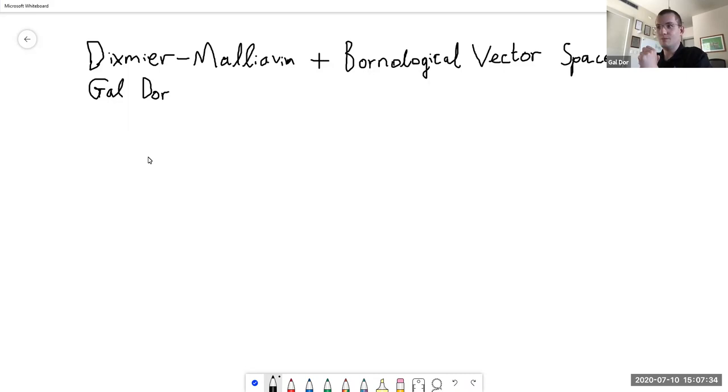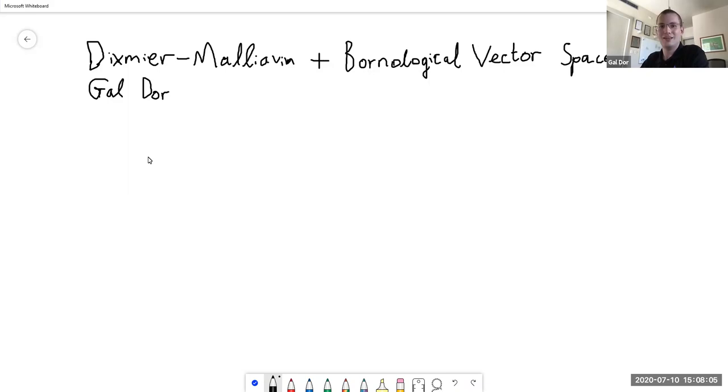So basically, we're going to be discussing a specific result, the Dixmier-Malliavin theorem, but this is basically an excuse for me to try to sell you the idea of using Bornological vector spaces whenever possible. Basically, I'm going to say this is a simpler, easier, more correct thing to do. Now, again, this is a replacement for the notion of topological vector spaces. If you have not found yourself needing to use those, then maybe Bornological vector spaces won't be for you either.